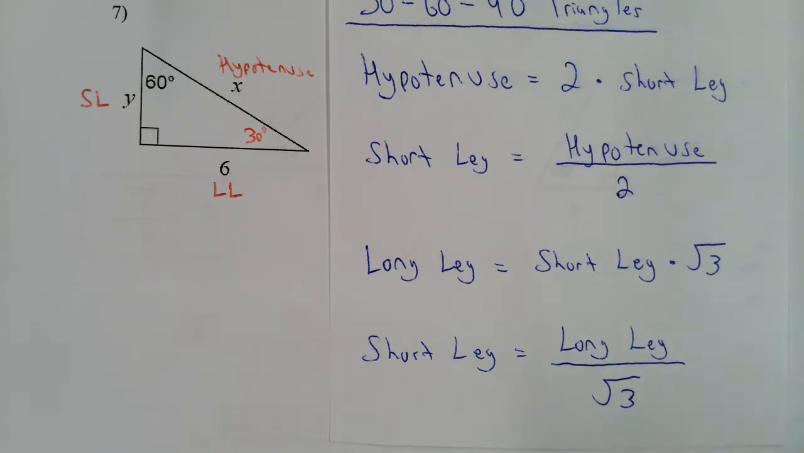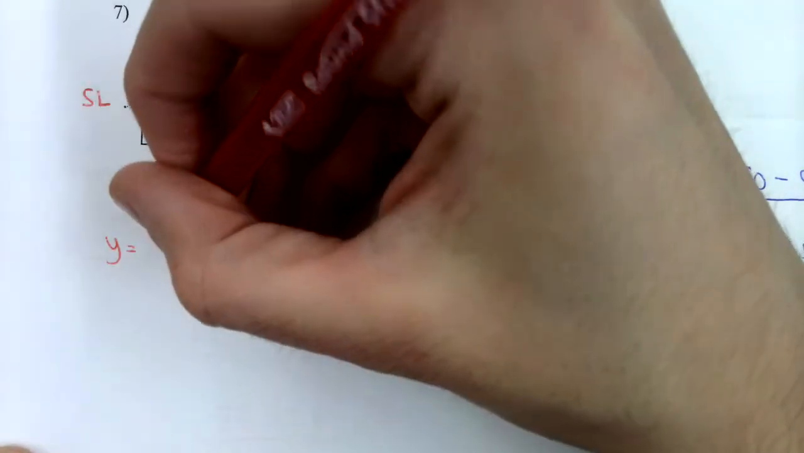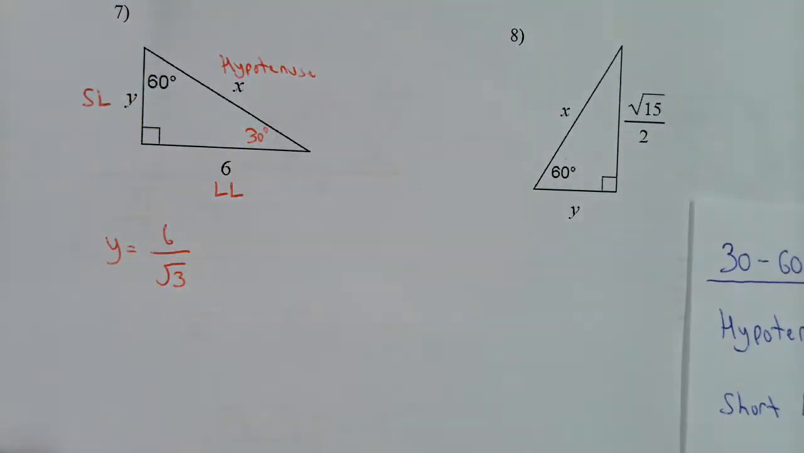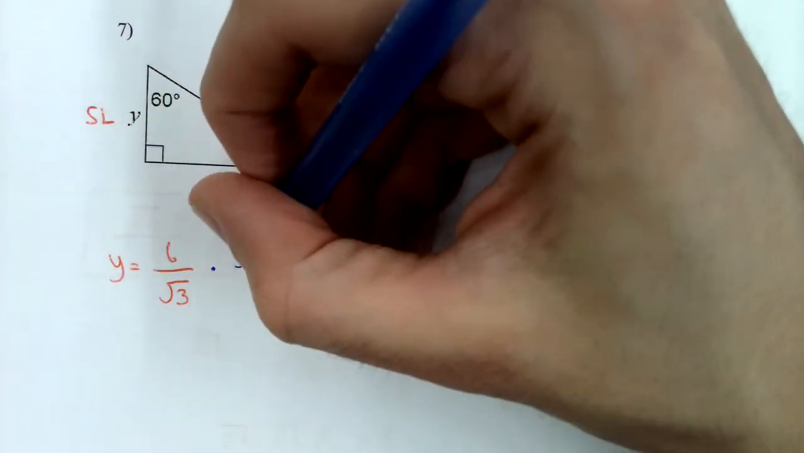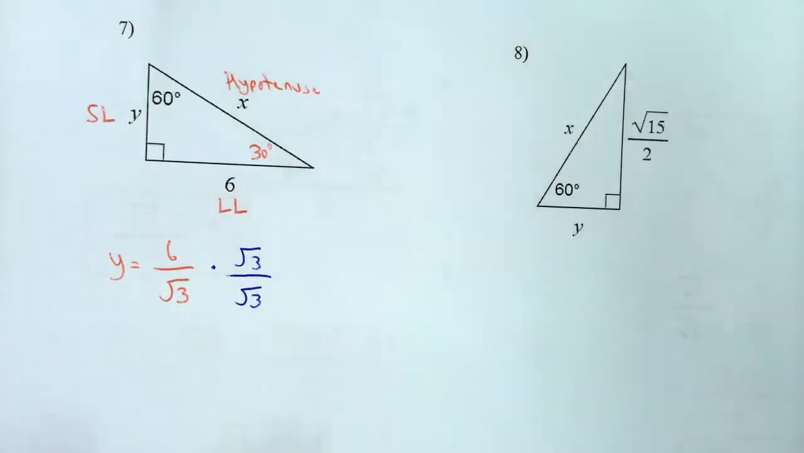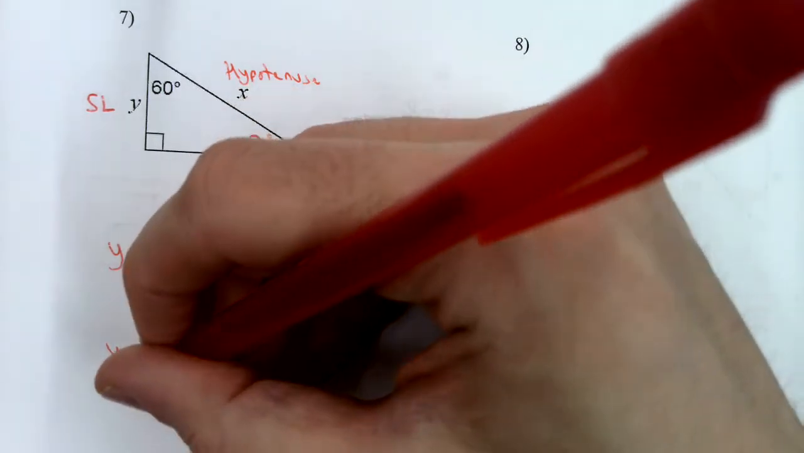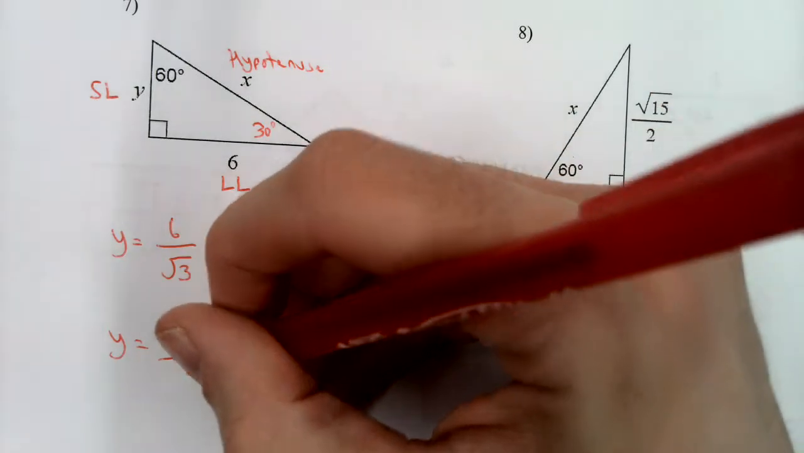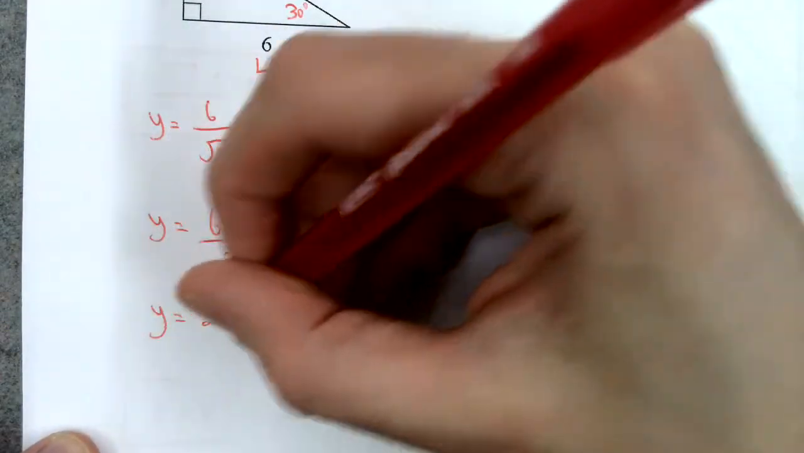Let's solve for the short leg. Short leg equals long leg divided by square root of 3. So y is going to equal 6 divided by the square root of 3. You cannot have a square root in the denominator, so we're going to rationalize, multiply by square root of 3 over square root of 3. So my numerator becomes 6 square root of 3. And my denominator, the square root of 3 times the square root of 3, you should know is just 3. And 6 divided by 3 is 2. So y equals 2 square root of 3.